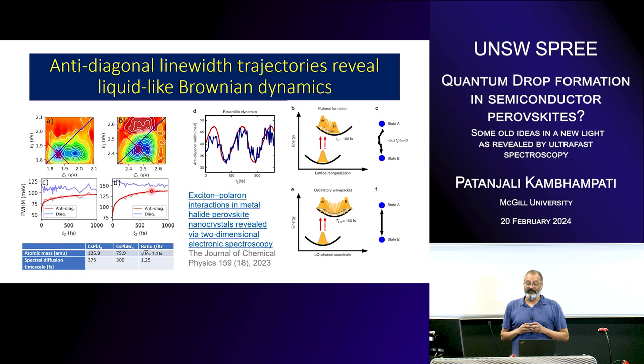In fact, the solid is cadmium selenide, which shows the anti-diagonal line width showing an AC-DC effect. The AC happens from wave packet motion of coherent phonons. The DC says my homogeneous line width is static. It's not moving. It's a flat line.